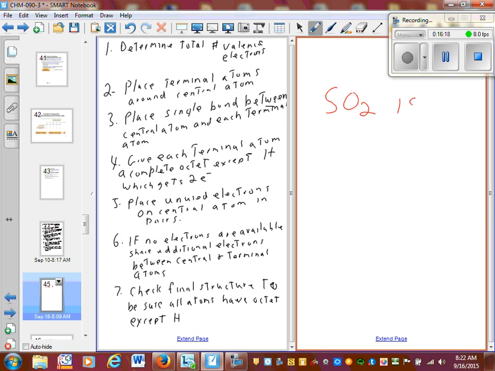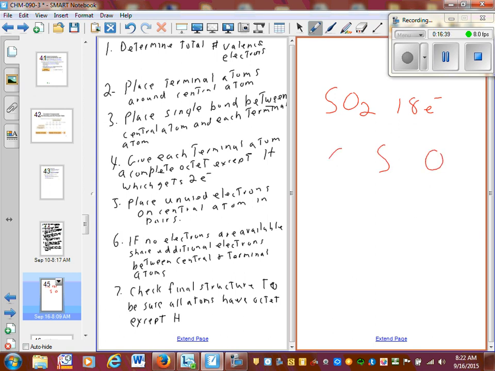Which one is more electronegative, oxygen or sulfur? Oxygen. Oxygen is more electronegative because it's above sulfur. So the least electronegative one is sulfur, so that's going to be in the middle. I can put sulfur in the middle. Oxygen is the terminal ones. Next step.